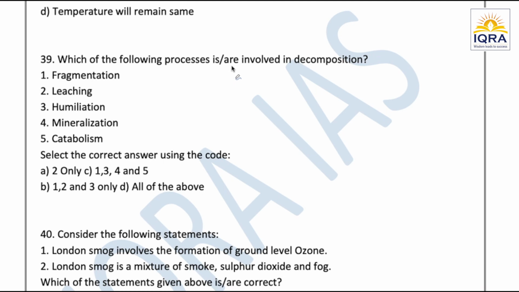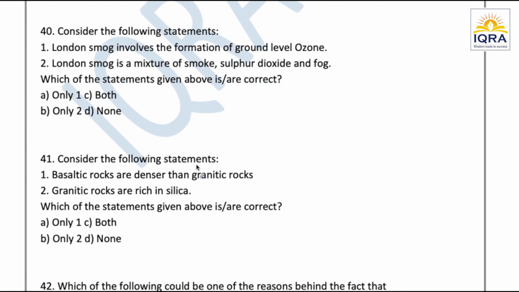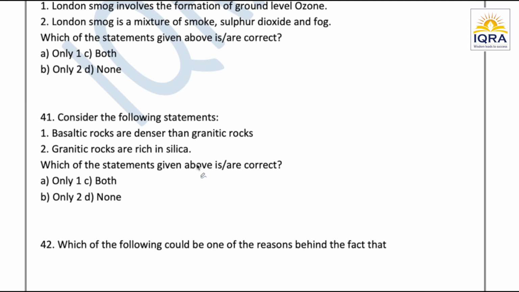Which of the following processes is or are involved in the decomposition? Decomposition के time पे कौन कौन से processes होते हैं? Fragmentation, leaching, I'm sorry for the spelling mistake, it's humification, mineralization and catabolism. So all of the above is the right answer. Decomposition के time पे ये सारे ही process होते हैं and also this is given in a sequence wise manner. पहले fragmentation होता है, फिर leaching होता है, फिर humus की formation होती है, then mineralization, and then the last step is catabolism, right?